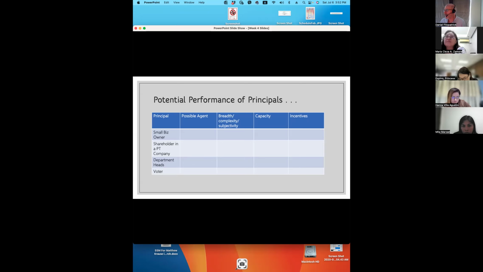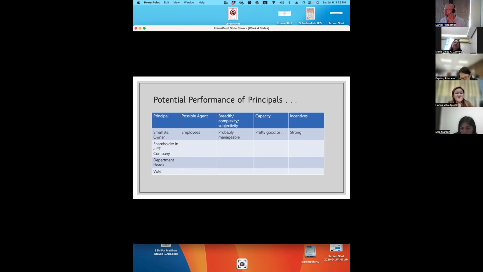So what I did here, because I'm very low tech, I created another slide and I just put the answers in. Breadth, complexity, probably manageable. Capacity, pretty good. And incentives are definitely strong. It's profits. People talk about profits being a bad thing, but profits create good incentives for people to perform.